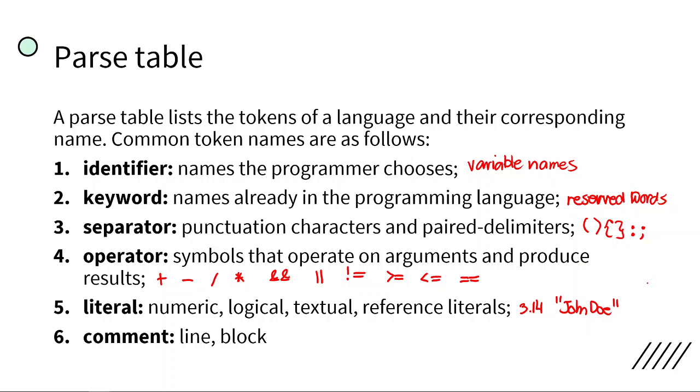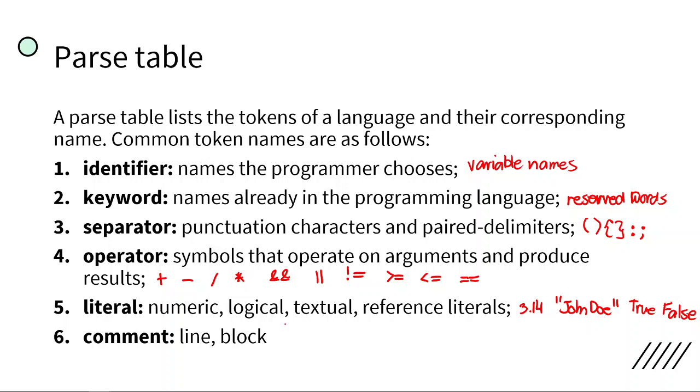We also have Boolean values, true and false. This is for Python. Capital T and capital F. So these are some examples of literals. And then we have comments.